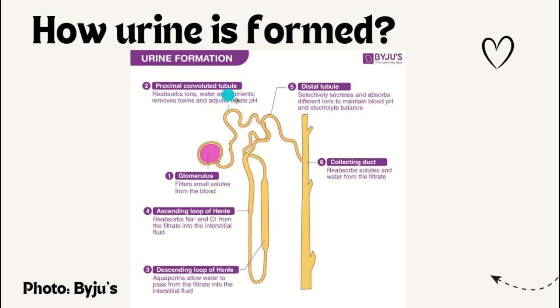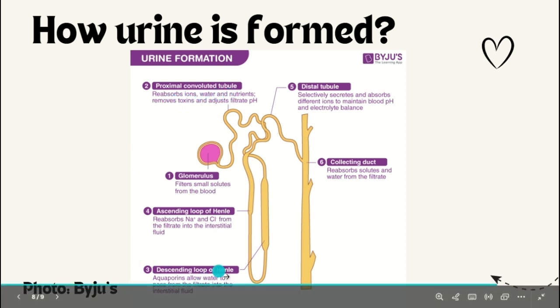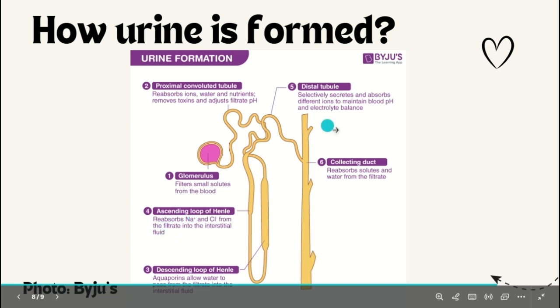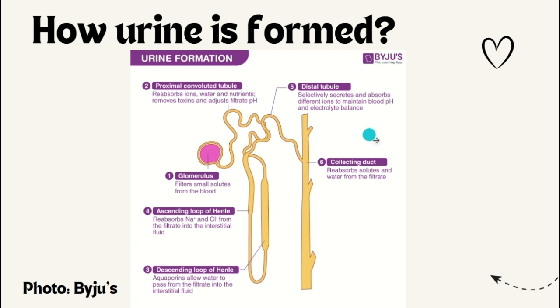So it starts with the glomerulus, then the proximal convoluted tubule, and then the descending loop of Henle, descending as in going down, then the ascending loop of Henle, and then you're going to have the distal tubule, and then the collecting duct. So basically, this is something more of a memorization thing. You just need to memorize what happens in what, right? At the end of the day, the goal is to filter the blood and to pass out the waste through urine, right? That's the whole goal of it.